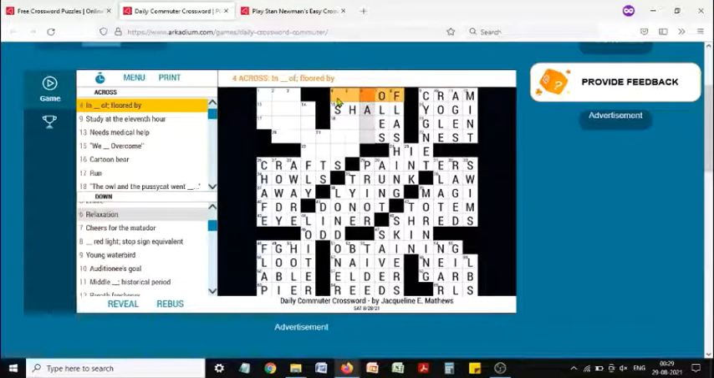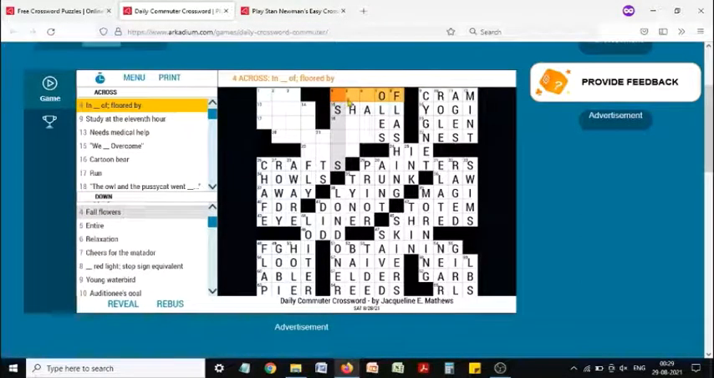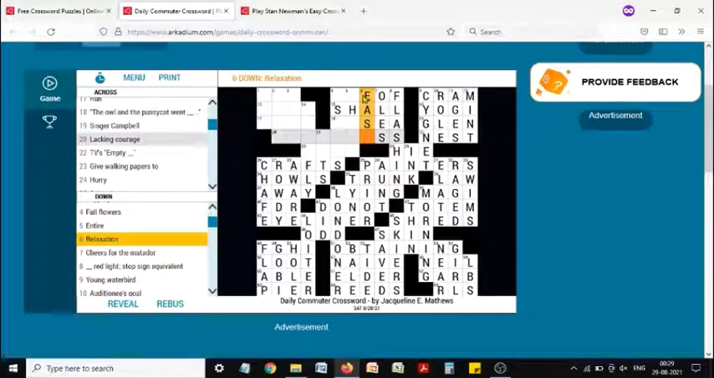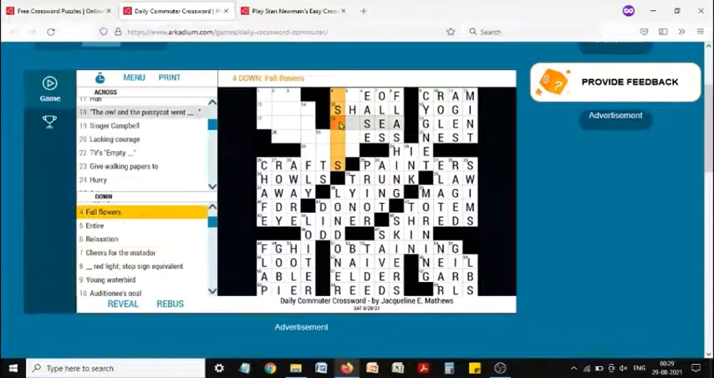4 across. In all, no, wallflowers entire relaxation. Let me see. This is ease. Yes. The owl and the pussycat went to sea. To go to sea is to sail. So even though I'd never heard of this line before, I could guess this bit here.